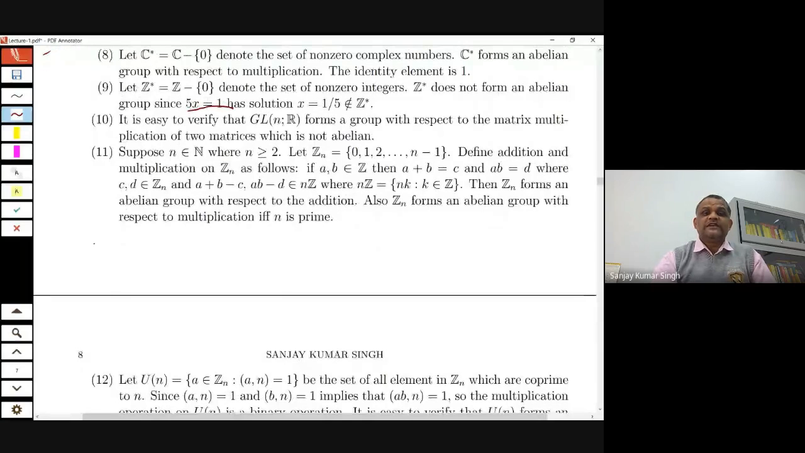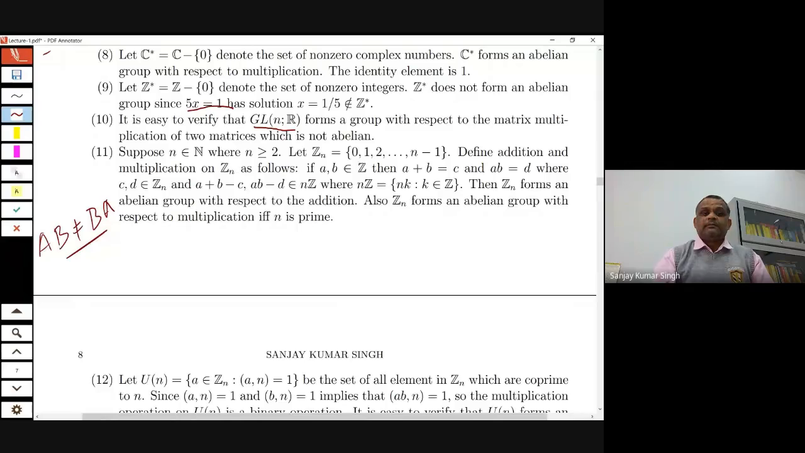Now, some new examples. Like R star, there is something called GL n R, which is the set of all invertible n cross n matrices, and we can see that this is a group with respect to the usual multiplication of matrices. You can also verify that it is not an abelian group because you can always find matrices such that AB is not equal to BA.